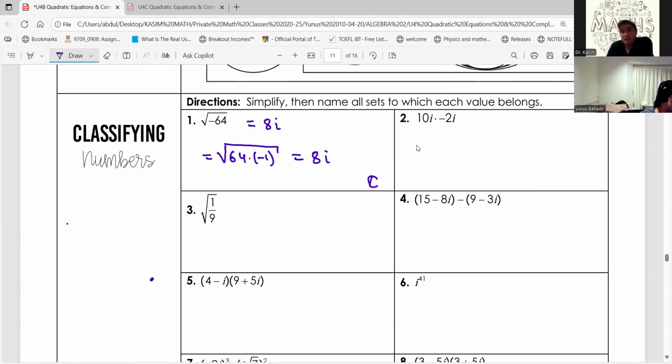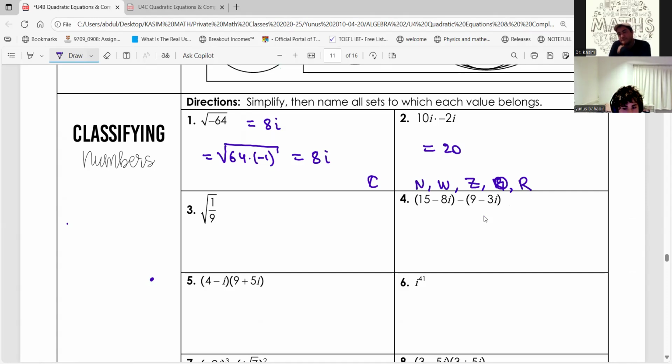Number two, what is 10i times negative 2i? Negative 20 i squared, which is 20. Now I can name this. It's a natural number. It's a whole number. It's an integer. It's a rational number, and a real number. Now it's also a complex number.